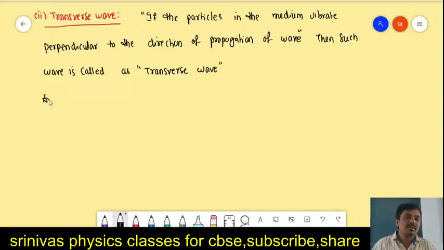An example for this is ripples in water. In the water the waves are there like this, it will bump. For example, this is water. If you drop a stone here, the disturbance will be carried in all directions. The particles move up and down. Examples are waves in strings, or waves on the surface of water.